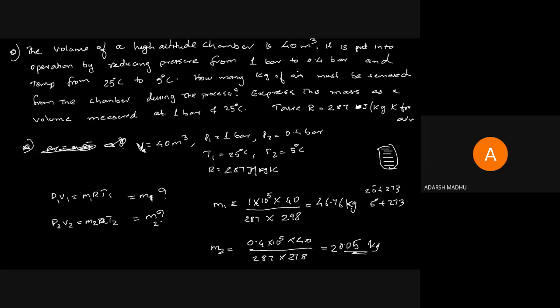Very good. The mass removed is M1 minus M2, or higher value minus lower value: 46.76 minus 20.05, and you will get the value as 26.71 kilogram. That is the removed mass.